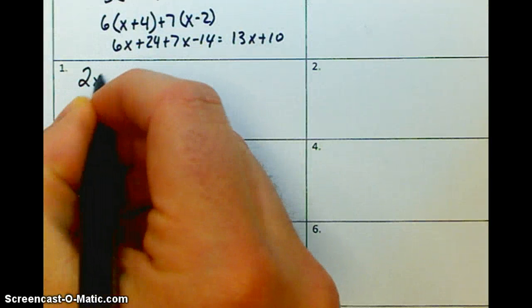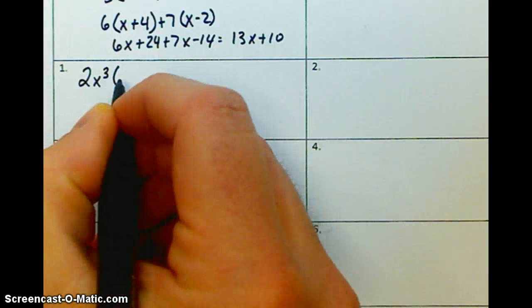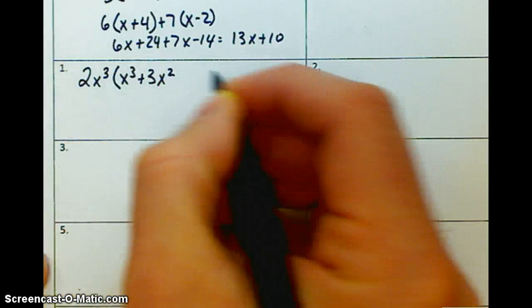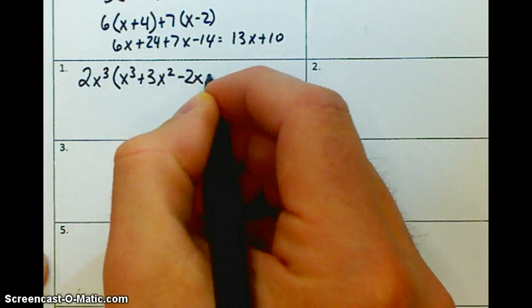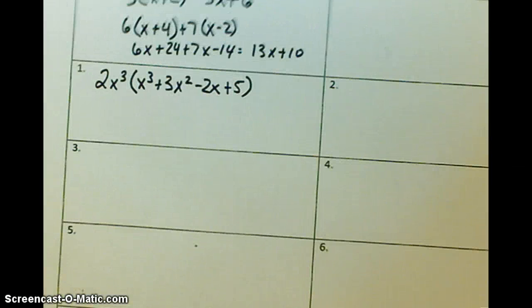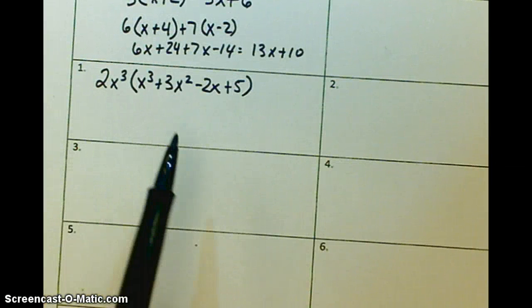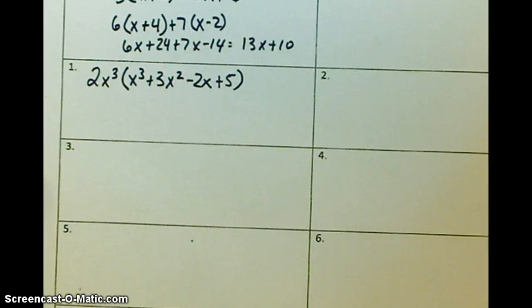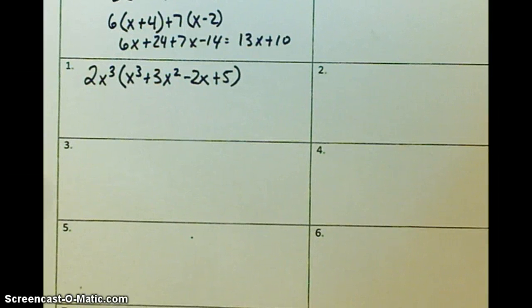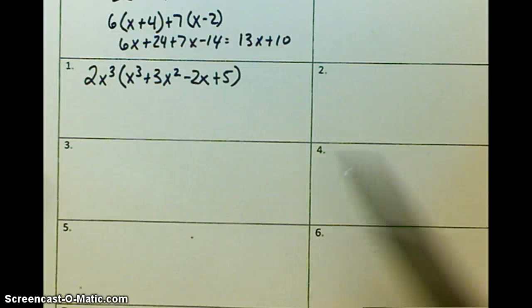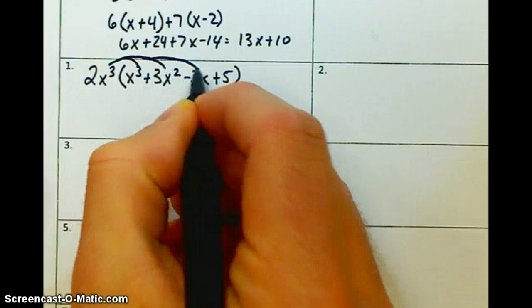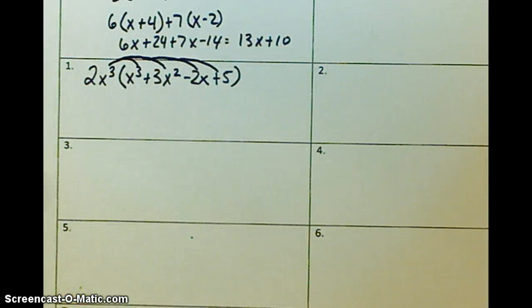We have 2x cubed times (x cubed plus 3x squared minus 2x plus 5). So in this problem, we have a monomial multiplying by a polynomial. So we have 4 terms inside the parentheses and 1 term on the outside. Now we apply the distributive property just like we did from above. So you take 2x cubed and distribute it to every single term inside there.